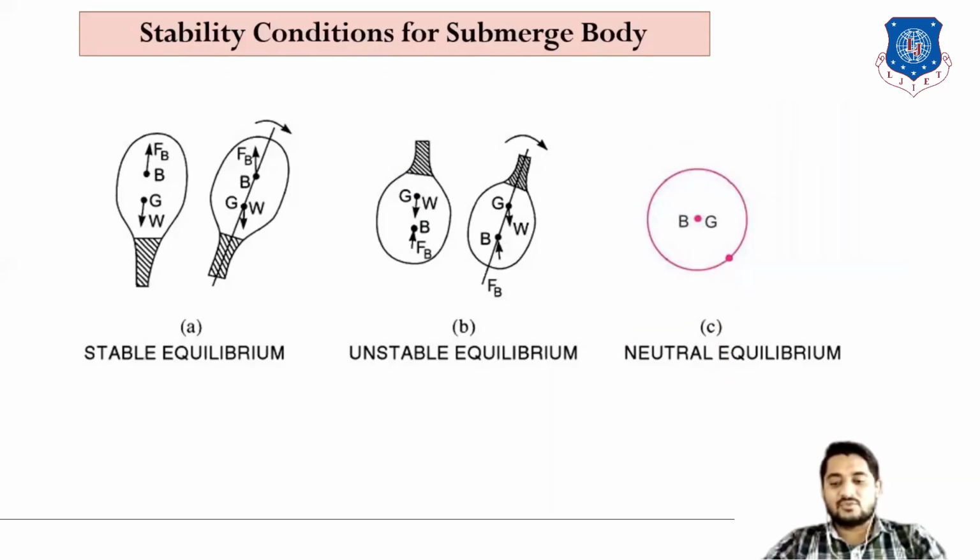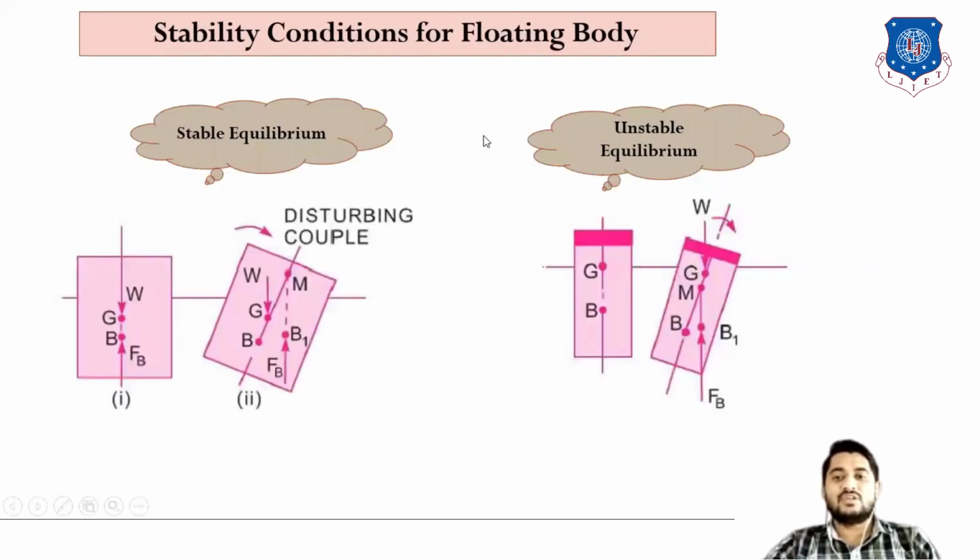Now let us move on to the stability conditions of a floating body. We have seen the stability conditions of a submerged body, but for a floating body, for stable equilibrium, G is below M. Let us take one example here. It is a rectangular body. CG will be here, and the buoyancy point will be here. From CG, weight acts in the downward direction, and from the buoyancy point, FB acts in the upward direction.